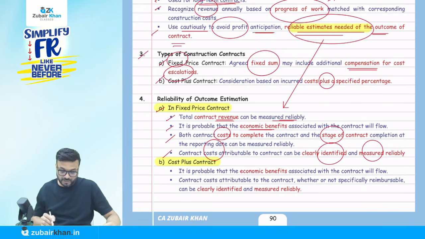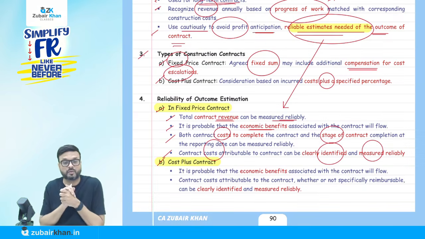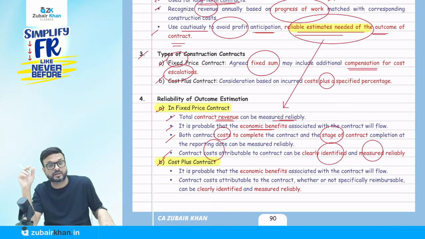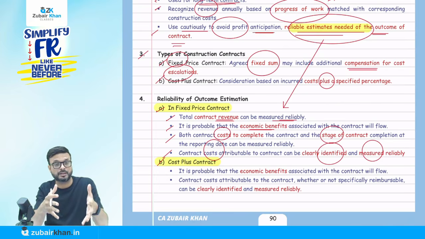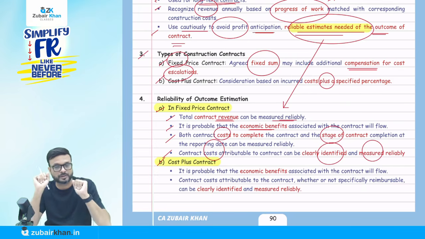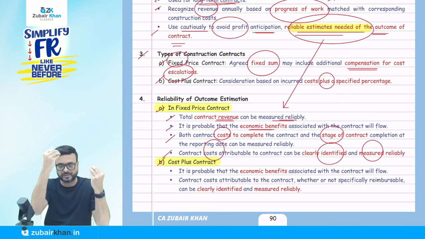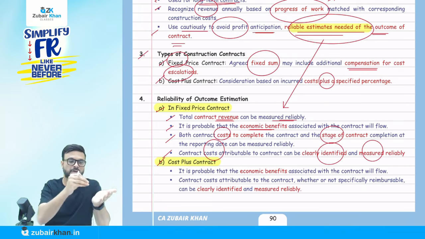Then it says that when it comes to the cost plus contract, what is a cost plus contract? A cost plus contract means that we look at how much cost we have actually incurred and how much profit we add, with a percentage that was decided. For example, 10%. The cost I incurred, suppose X, suppose 100 crores. So 10% will be my profit, cost plus profit.